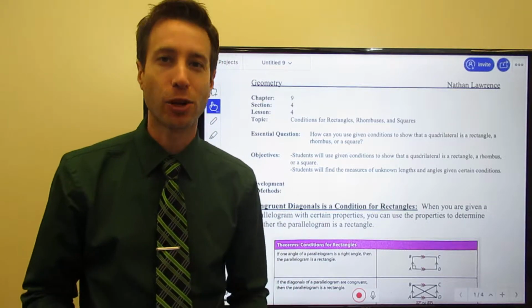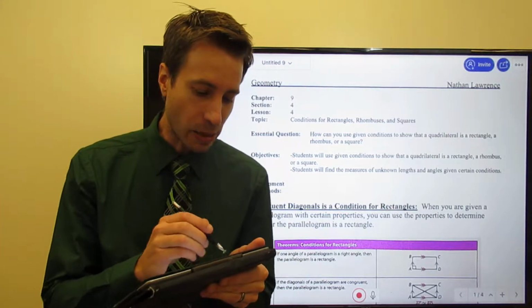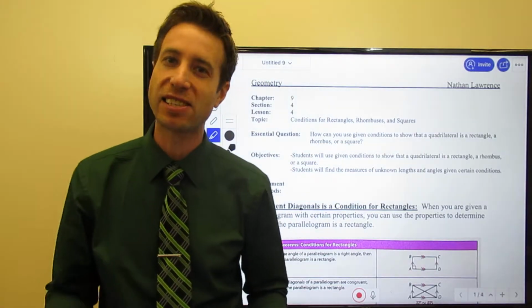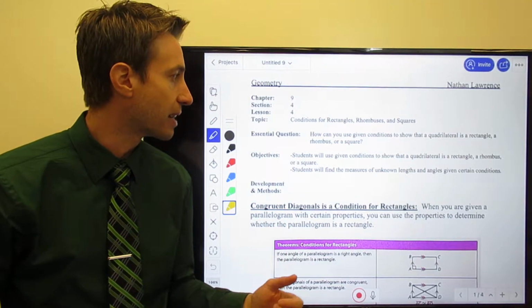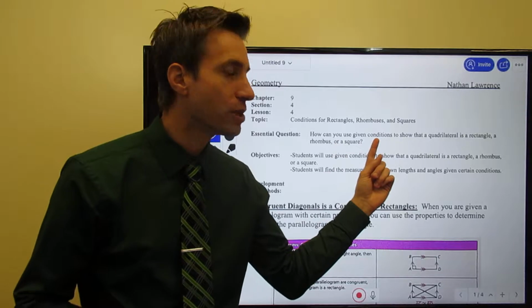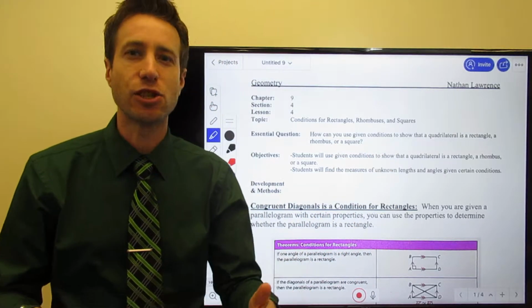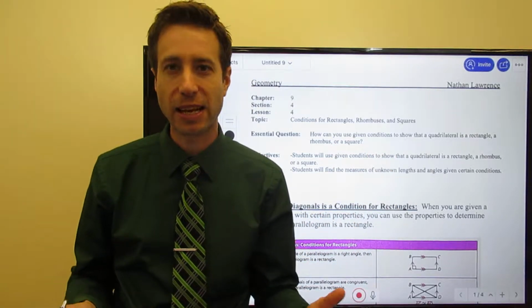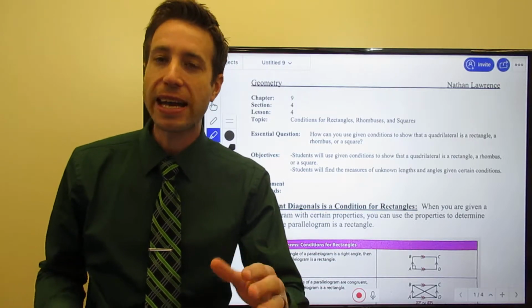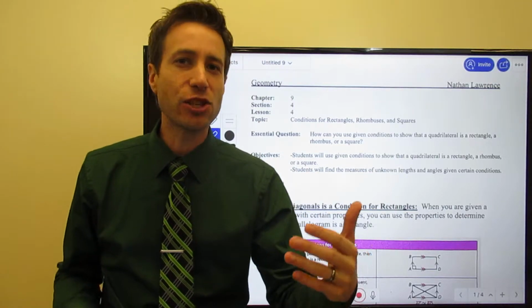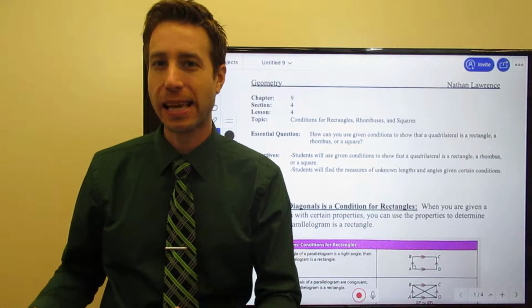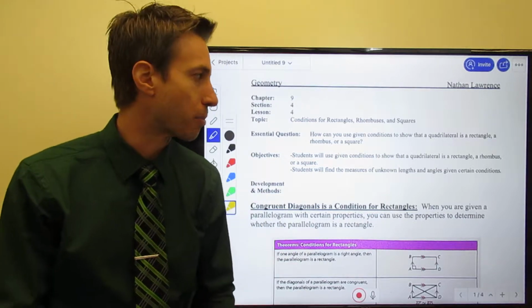Before we start taking a look at a couple of these, let's talk about exactly what we want to do in this set of notes. We want to know how you can use the given conditions. Conditions meaning properties of rectangles, rhombuses, and squares. And I will give you some additional information in the example problems, and you'll see when we start doing a couple of these problems together.